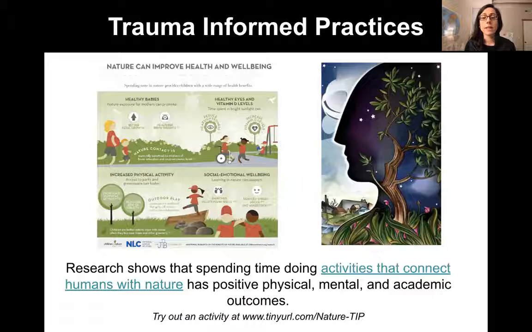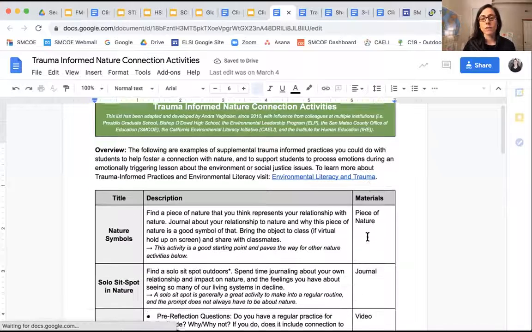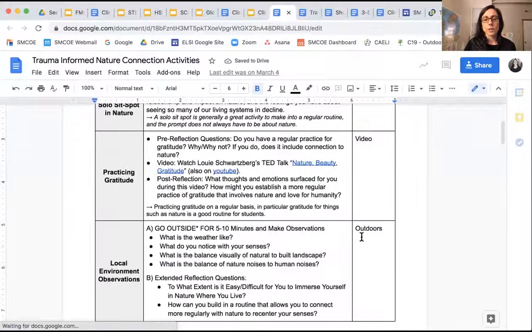And I highly recommend taking students through some trauma-informed practices after an introduction to climate change. So doing things that help them feel connected to nature. And research shows that spending time doing activities that connect humans with nature is positive for physical, mental, and academic outcomes. So there's really no losing when you connect them with nature. So we really want to give that as an opportunity. And if you click on the resource or use the web link that was shared below, you can see there's a bunch of different activities that students could do to give them a calming time to really think about those reflections on climate change.